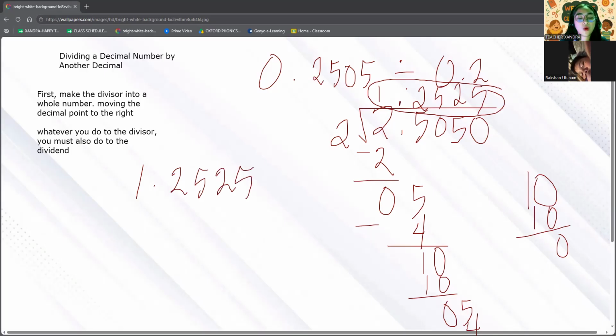1.2525. Okay. Any question regarding dividing a decimal number by another decimal? No. Just remember, the first thing that you must do is make the divisor, the outside part, into a whole number. You do this by moving the decimal point to the right. Whatever you do to the divisor, you must also do to the dividend. If you moved the divisor twice or thrice, you also move the dividend twice or thrice. Then, divide normally, keeping the decimal point in the correct place. Okay.